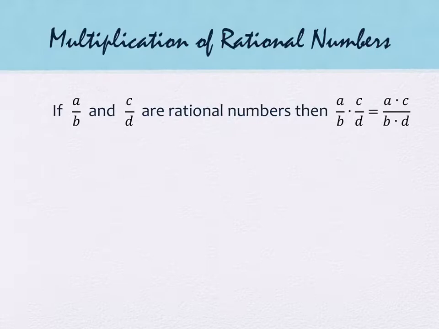So if A over B and C over D are rational numbers that are then multiplied, then we simply multiply across the top, and we multiply across the bottom, and we all said, thank you for not making me find common denominators, right? Yeah, it makes these problems easier to work with, because I don't have to have common denominators.